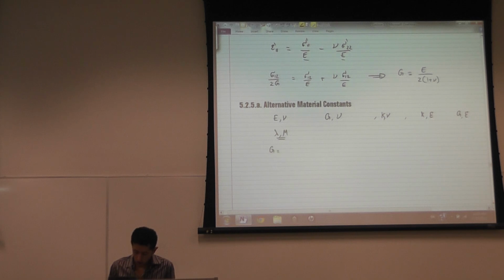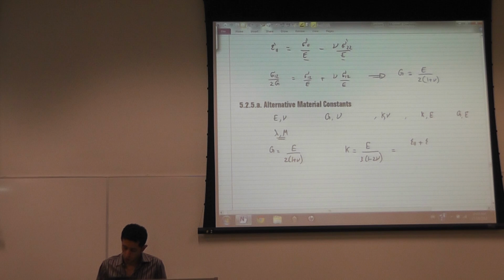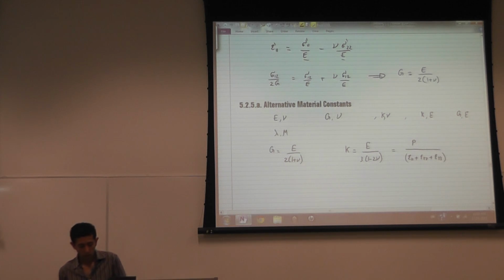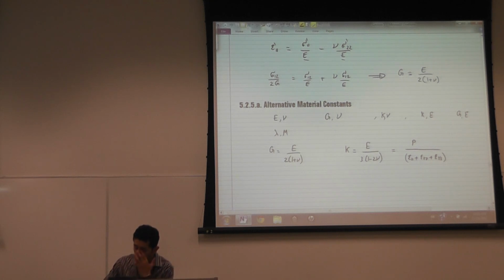We know G is equal to E divided by 2, 1 plus Poisson's ratio. K, which is the bulk modulus, is equal to E divided by 3, 1 minus 2 Poisson's ratio. And what is the bulk modulus? It is the hydrostatic stress P divided by epsilon 1, 1 plus epsilon 2, 2 plus epsilon 3, 3. The relationship between the hydrostatic stress and the volumetric strain.